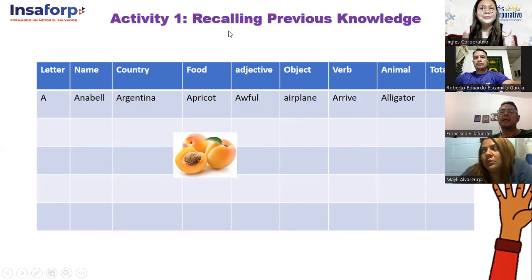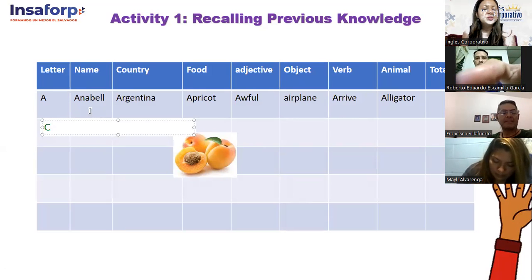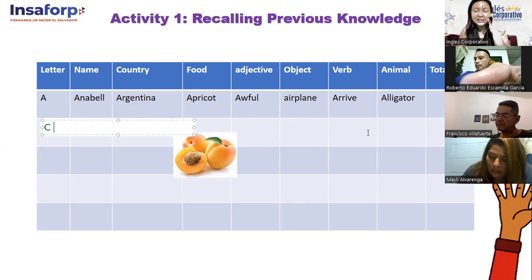So we are going to work as a class. In this moment, we have to choose the letter. For example, I will choose the letter C. You have to write the name, country, food, adjective, object, or animal that starts with the letter C. When you complete all the categories, you have to say, stop, stop, stop. Everybody stop. When you listen, stop the bus. Pens down, and then I'm going to ask about the words that you wrote.